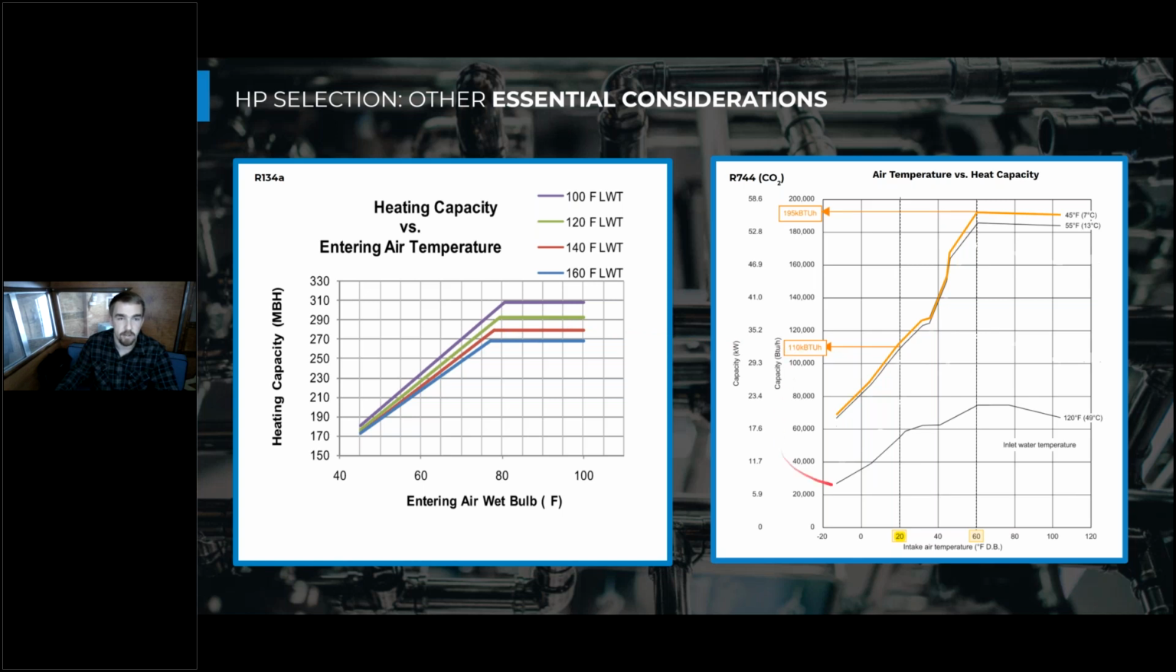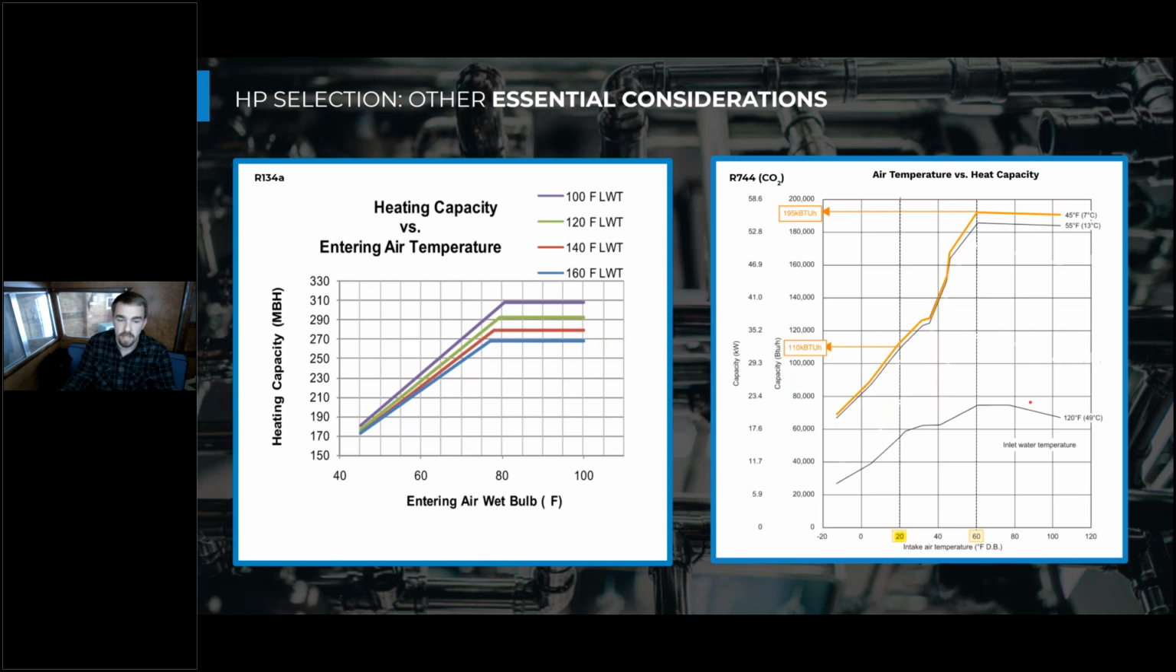This CO2 heat pump graph is a little different, and it gives even more information, being you still have the intake air temperature on the bottom axis here, so you can see as the temperature increases, the capacity also increases, right? So that makes sense. The other thing we have here is a line that signifies the entering water temperature of the heat pump.